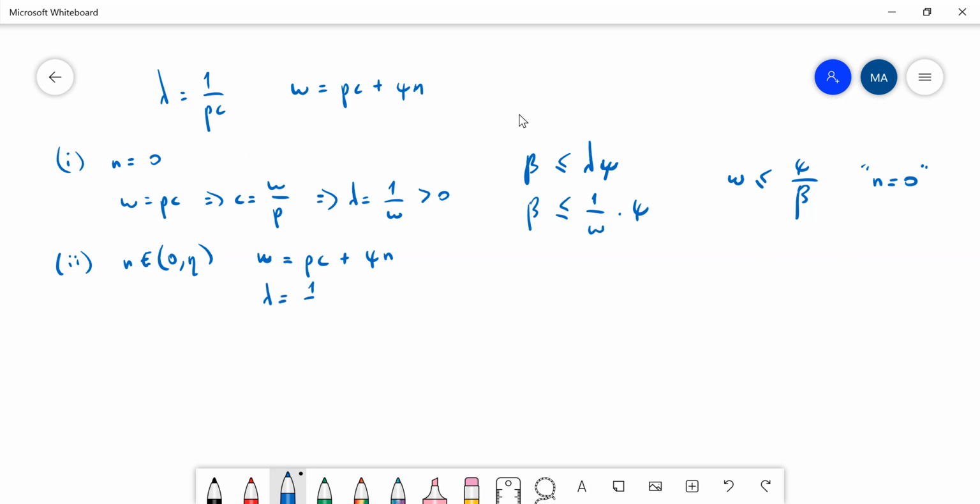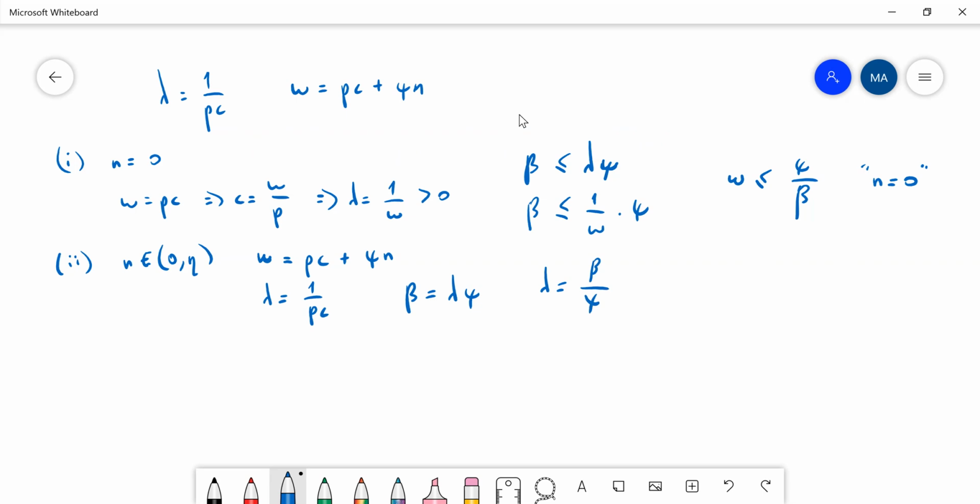Lambda equals 1 over PC. Okay? And since n is between 0 and eta, I also have beta equals lambda psi. Okay? Now, as you see, this is 3 equations in 3 unknowns. How do you solve it? First, you get lambda. Lambda is equal to beta divided by psi.